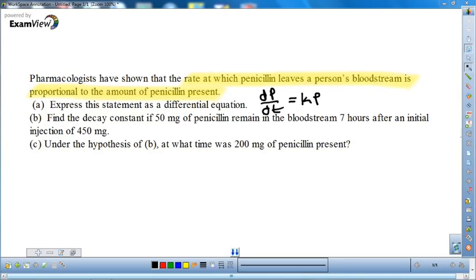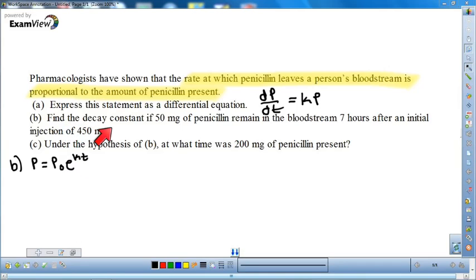Part B says find the decay constant. In order to find the decay constant, I need to solve this differential equation. And we know the solution to that differential equation would be P equals P sub 0 e to the kt, where P is the amount of penicillin present, P sub 0 is the initial amount of penicillin given, K is your decay constant, T is time.